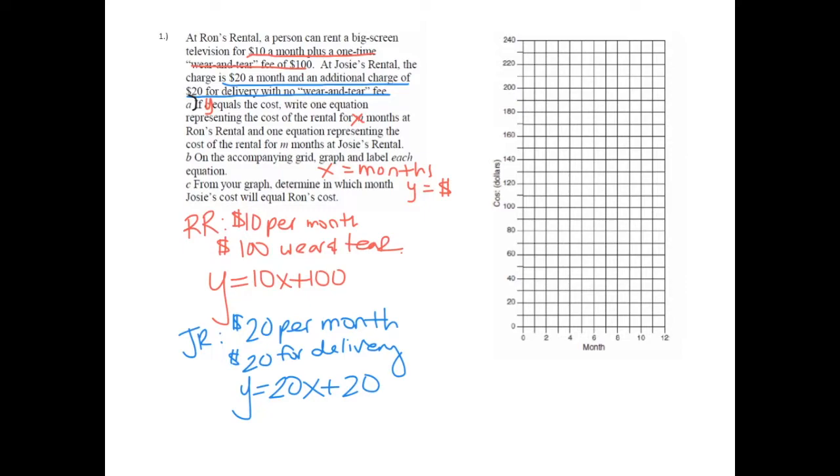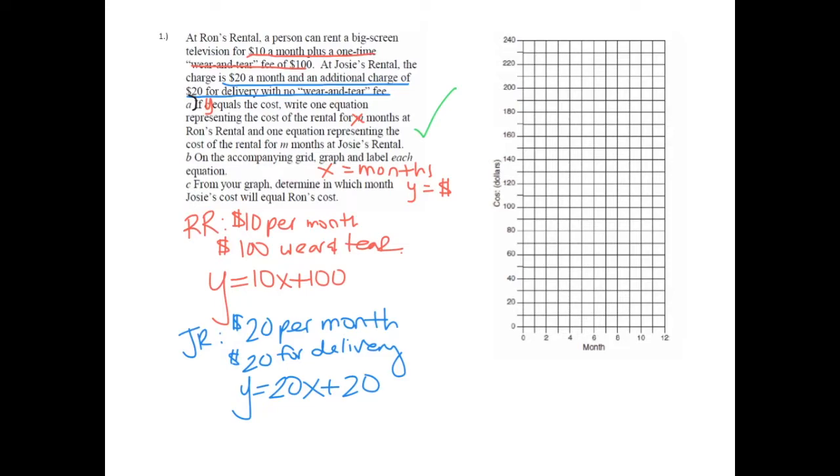All right, so we did part 1. We wrote our equations, one to represent Ron's Rental and the other to represent Josie's Rental. Okay, so now they gave us our grid, and the ones we were doing in class were blank. This was really nice because they give it to you. Whew, what a relief. So now we're just going to graph it.